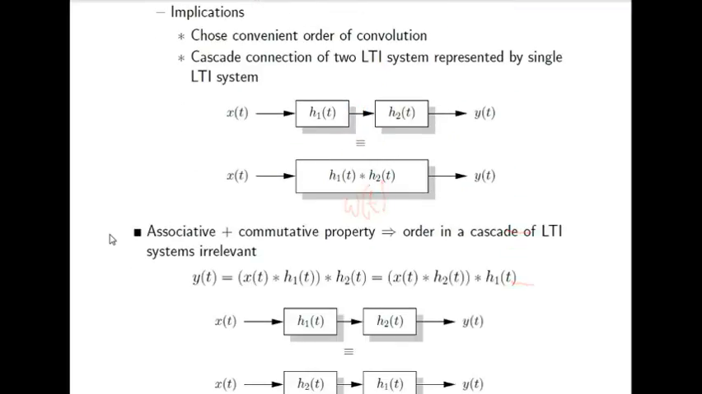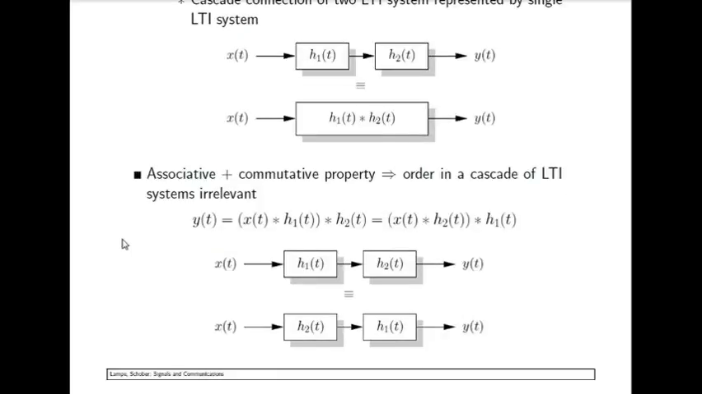So you can also use associative and commutative properties together. You can see that here. This is the expression, and this is how to represent it with block diagrams. First I pass x of t through h1 of t, then I get x of t convolution h1 of t, and when I pass it through h2 of t, then y2 of t will be x of t convolution h1 of t convolution h2 of t.